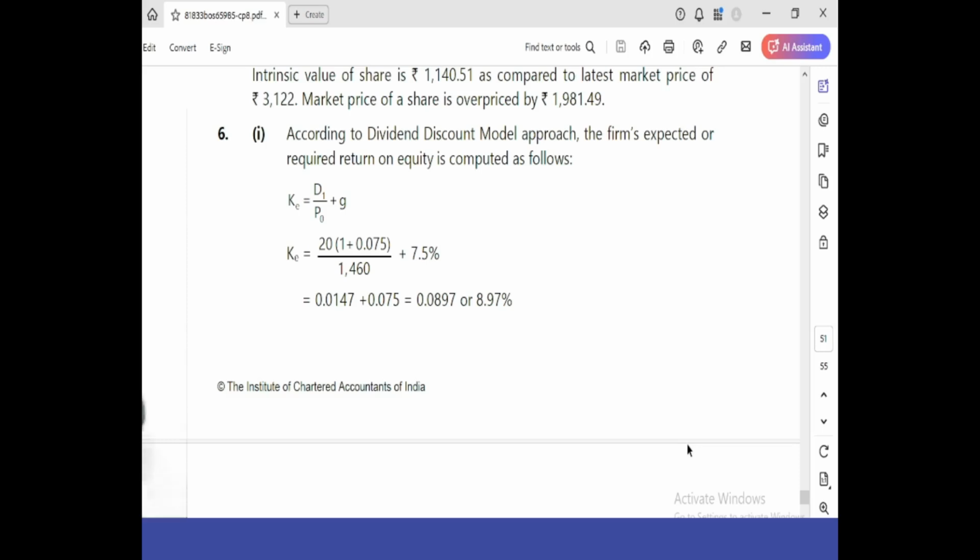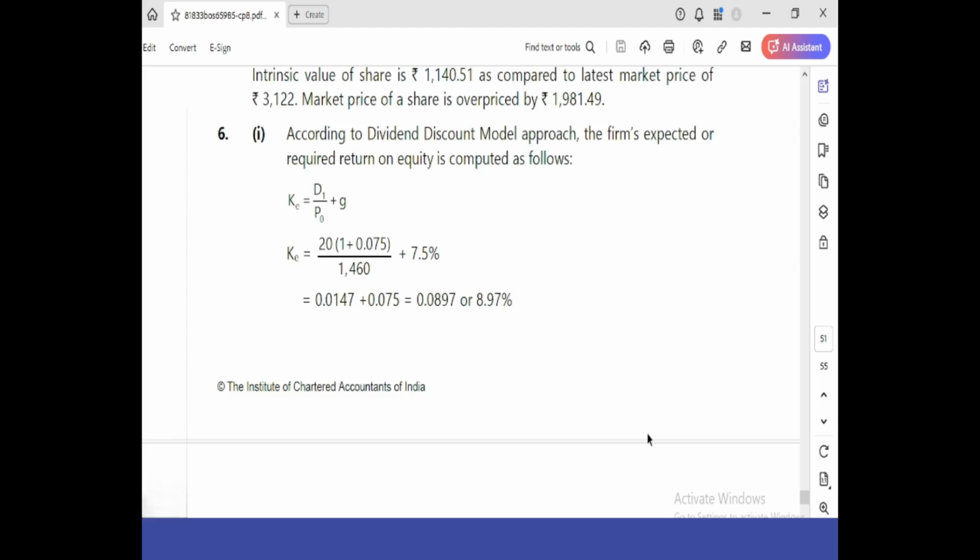So here what is D1? Rupees 20 is D naught, the dividend already paid. So rupees 20 into 1.075 will give the expected dividends. And divide that by rupees 1,460, and then plus the growth rate, 7.5%, or you can say 0.075. When you do this, how much do you get? 0.0897, or into 100 is 8.97%, which is the cost of equity. Is that clear? That is the first part of the question answered.